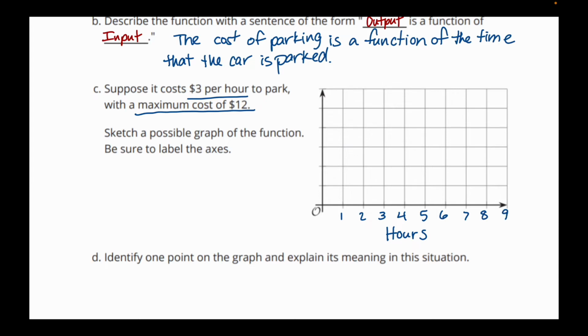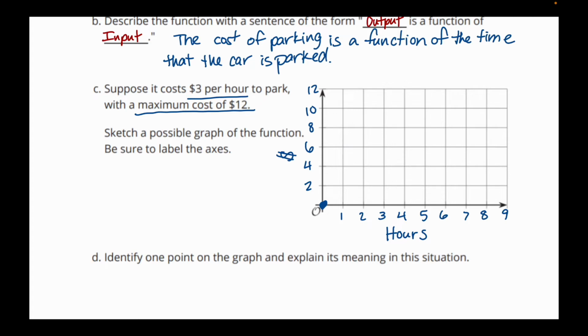And then I want to make sure that I have enough to reach my maximum cost of $12. And I don't have 12 boxes here, but I do have 6. So I'm going to count by twos. 2, 4, 6, 8, 10, and 12. And this is going to be dollars on this side. So if it's $3 per hour, if I'm parked for 0 hours, it's going to cost me $0. So I'm going to put a point at 0, 0.